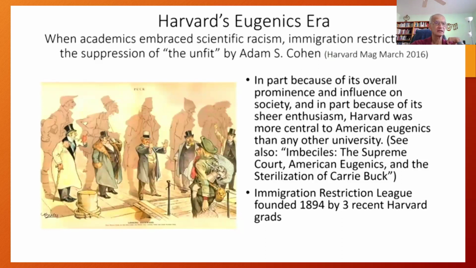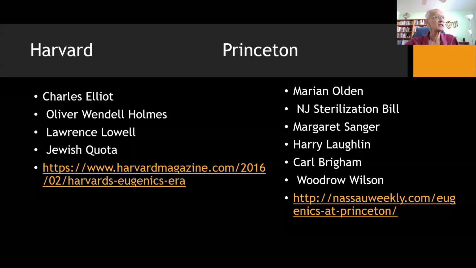But the interesting part was that their own background was also working class, but they conveniently forgot this. As early as 1894, before the eugenics movement even took off, 3 recent Harvard graduates had founded the Immigration Restriction League. So Harvard was big in the center of the eugenic movement.